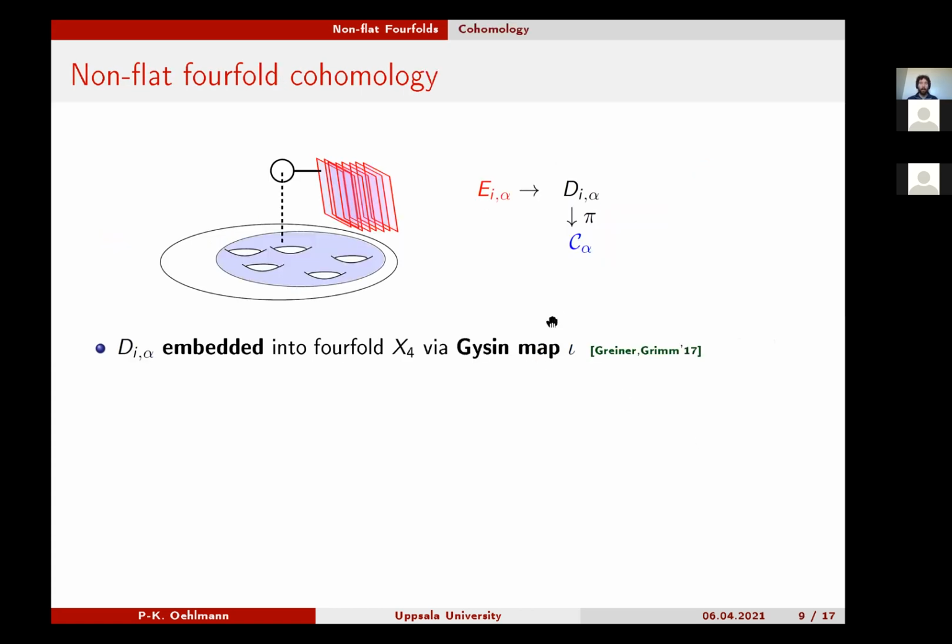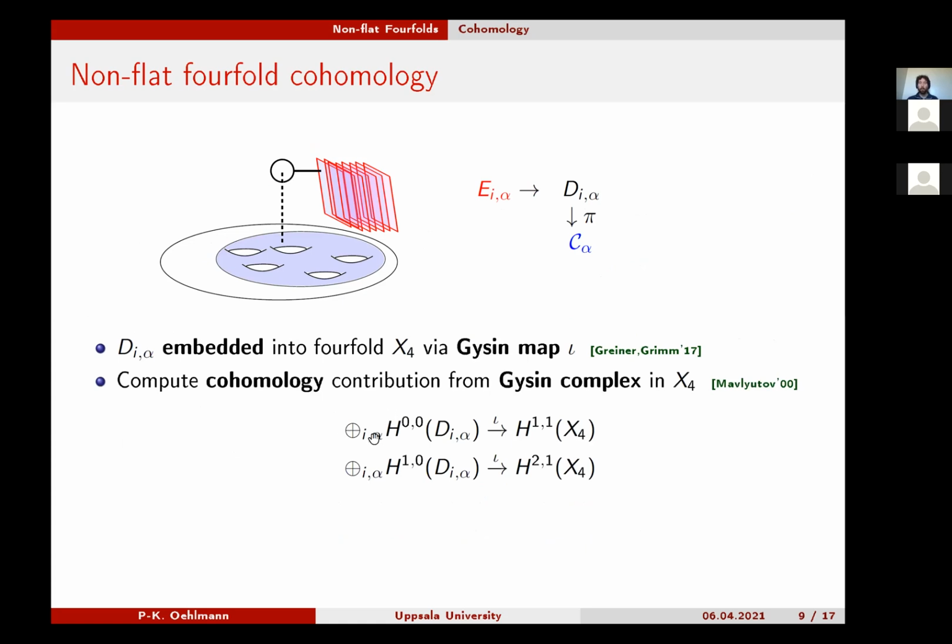Now I have to embed this divisor somehow into my Calabi-Yau fourfold. This you can do via the so-called Gaussian map, J. And then via the Gaussian complex, you can compute the cohomology contributions of the divisor and how it injects into the cohomology contributions of your fourfold, X4. And you see that H0 embeds and becomes a Kähler moduli in your fourfold, and the one-form cohomology just becomes the three-form cohomology of a Calabi-Yau fourfold. And this is, of course, something that Sebastian Greiner and Thomas Grimm did in 2017, which is also based on this math work in the toric context by Mavlyutov.